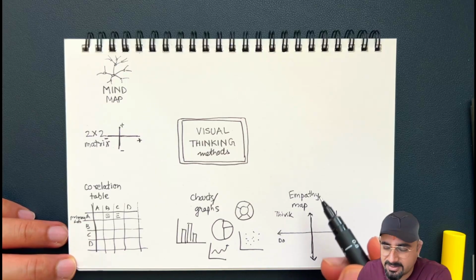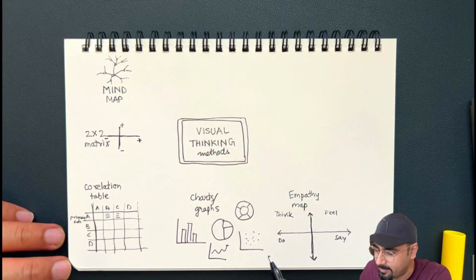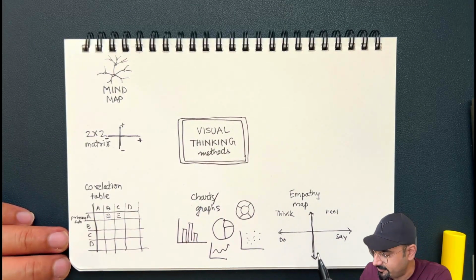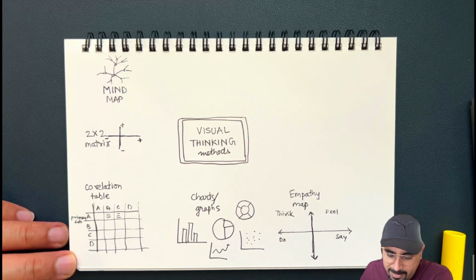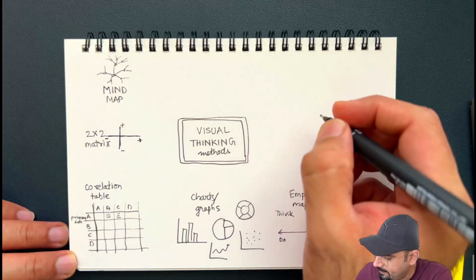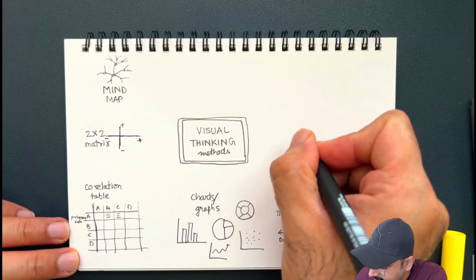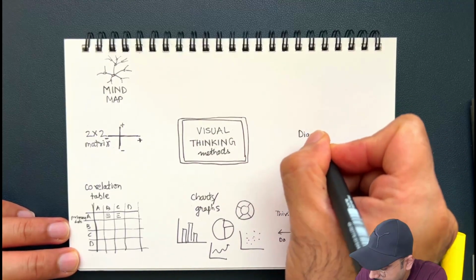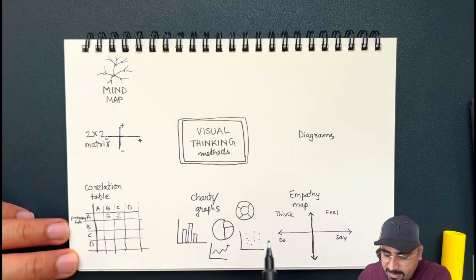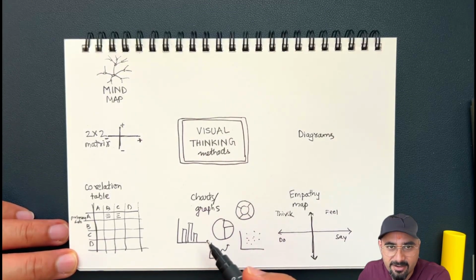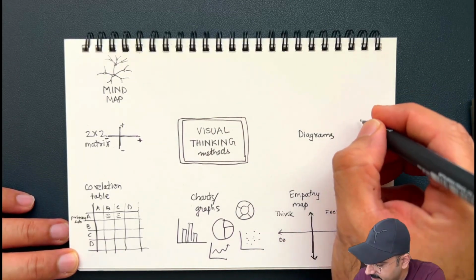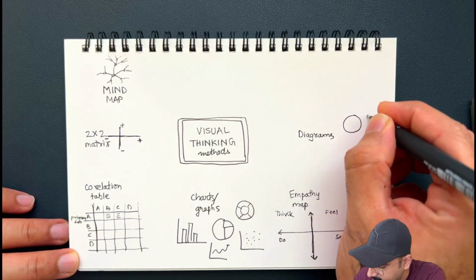Like we are just talking about visual thinking methods, and these are some of the methods that we have already talked about. We are on the empathy map. And another visual thinking method is the diagram. Okay, so diagrams are a little different from charts and graphs. You would have seen Venn diagrams, right?